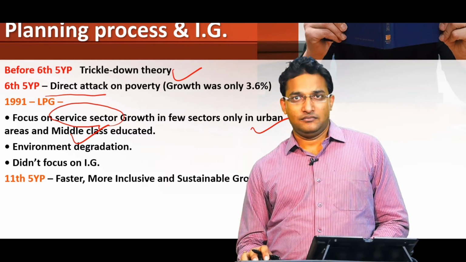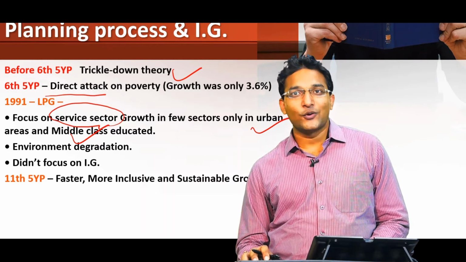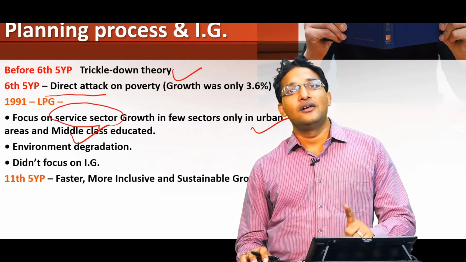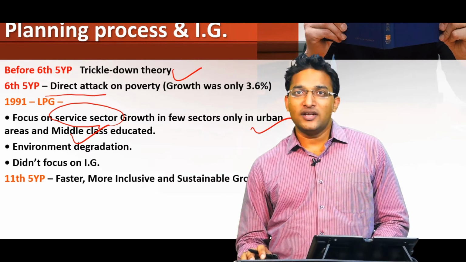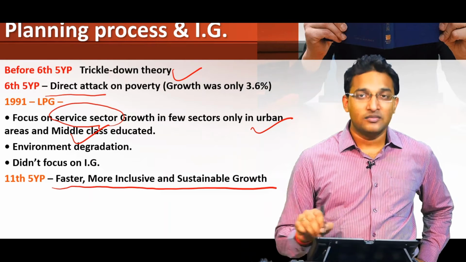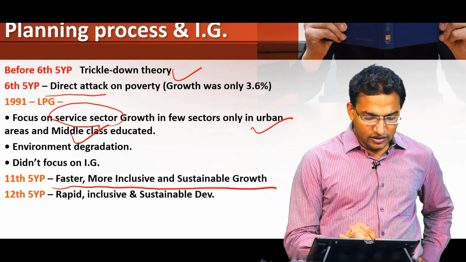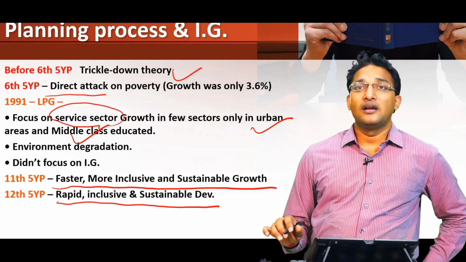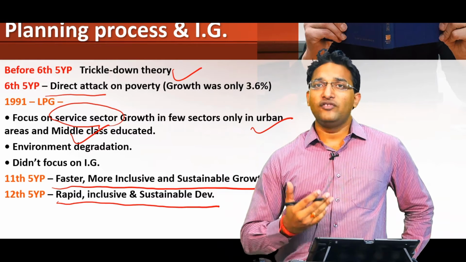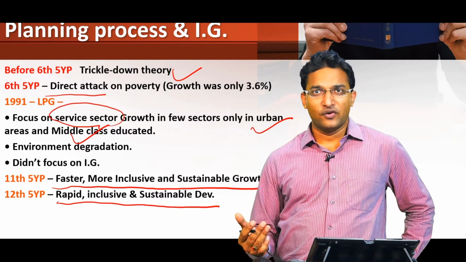Finally, it was during the 11th 5-year plan in 2007 that for the first time inclusive growth was talked about. The theme of the 11th 5-year plan was faster, more inclusive and sustainable growth. And again in the 12th 5-year plan, this theme was forwarded in the form of rapid, inclusive and sustainable development. So we can say overall that we have adopted inclusive growth since the 12th 5-year plan, not before that, right?